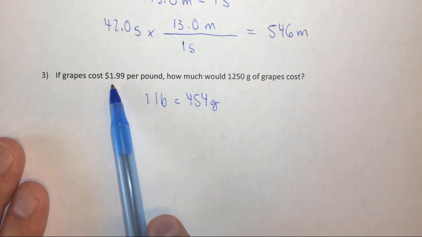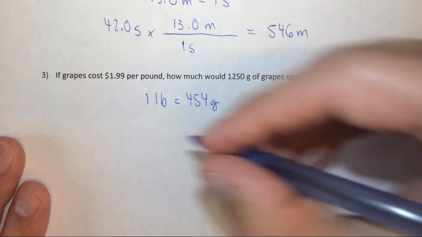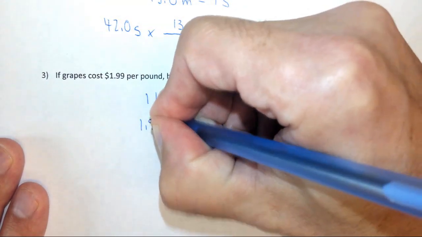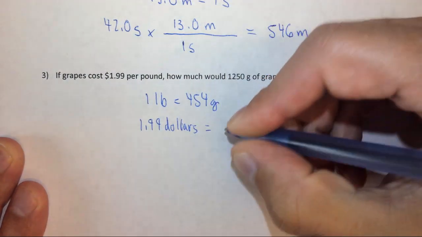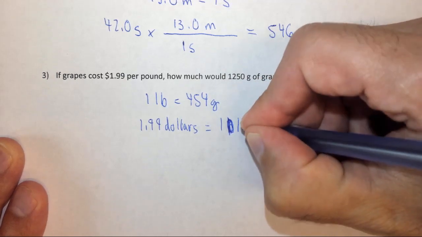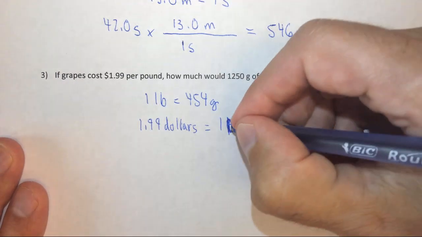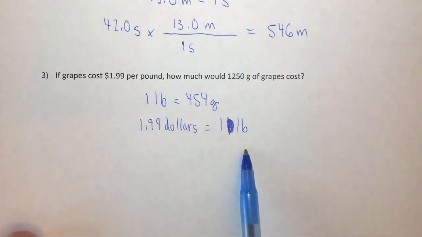But we need a second equality because we want to know how much they'll cost, how many dollars they're going to be. And we have this, $1.99 per pound. $1.99 equals 1 pound. So $1.99 equals 1 pound. Excuse me, making a mistake there. But these are basically our equalities.